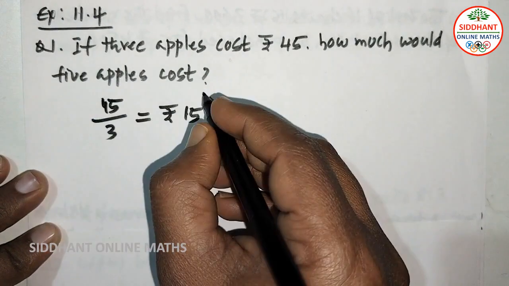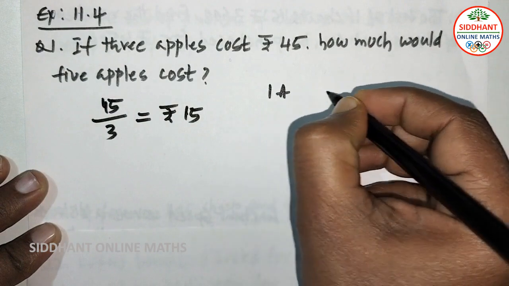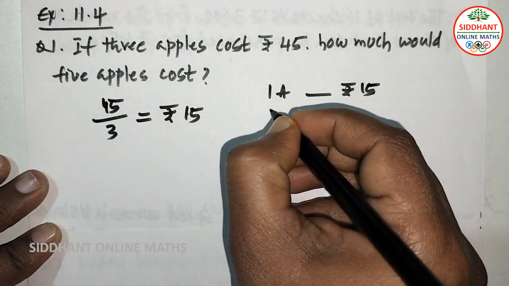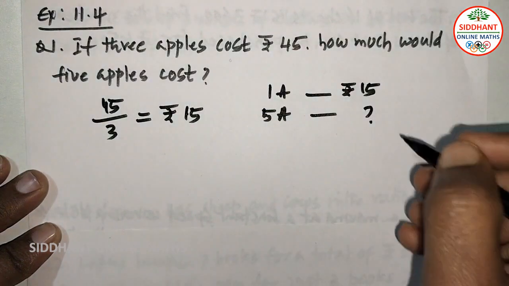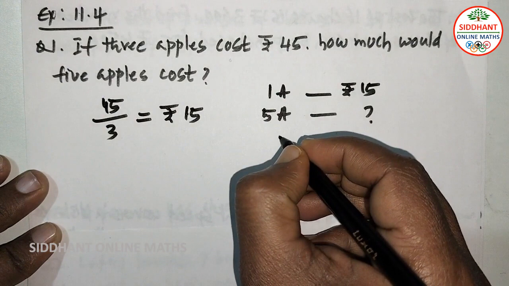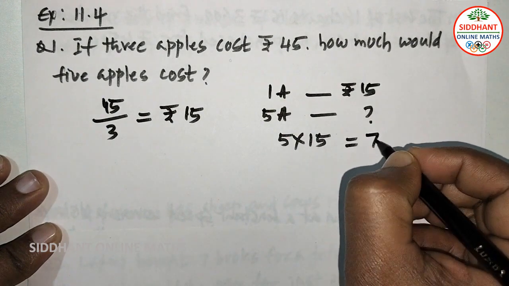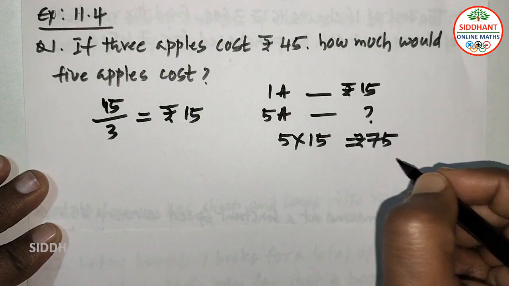Then 5 apples cost how much? That means each apple costs rupees 15. Then 5 apples cost how much? So that will be 5 into 15. So that will be 75 rupees.